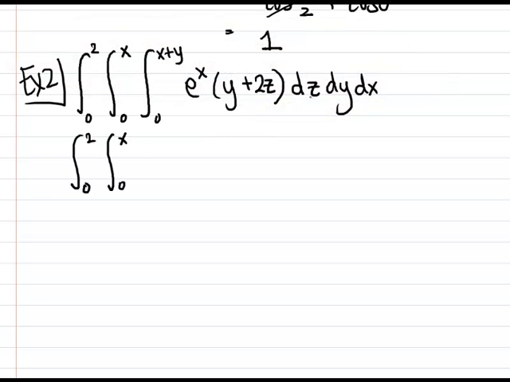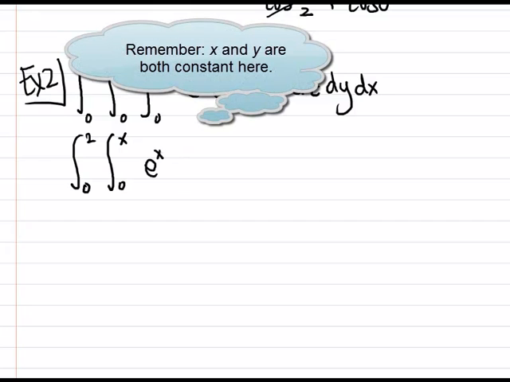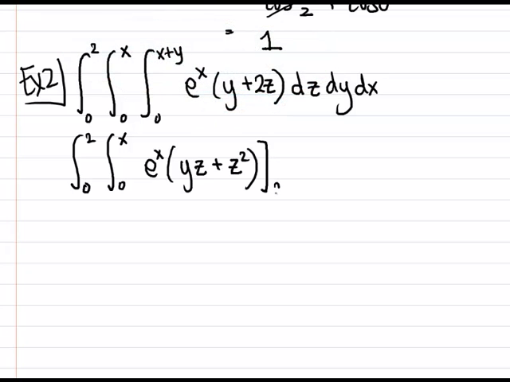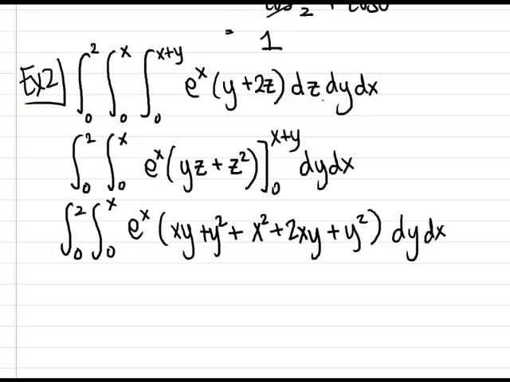So let's see, integrating with respect to z. That's going to give me e to the x times yz plus z squared from 0 to x plus y, dy dx. So plugging in for z, we're going to have now y times x plus y, so I'm going to multiply that out. And then plugging this in, I'm going to multiply out my x plus y as well. So I'm going to have x squared plus 2xy plus y squared dy dx.